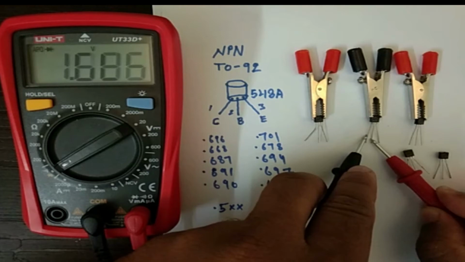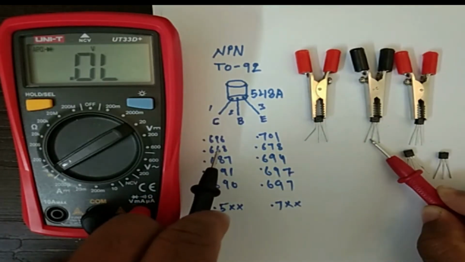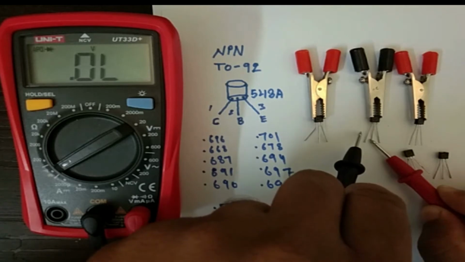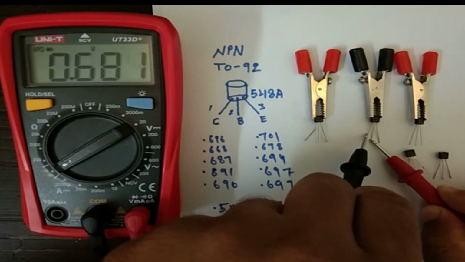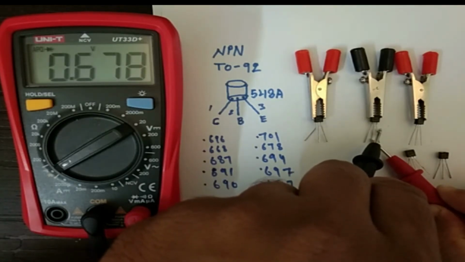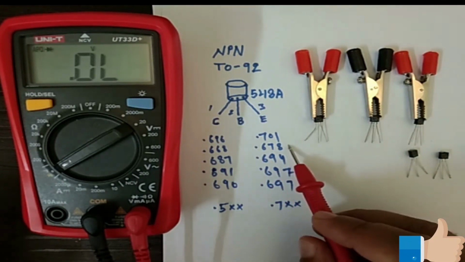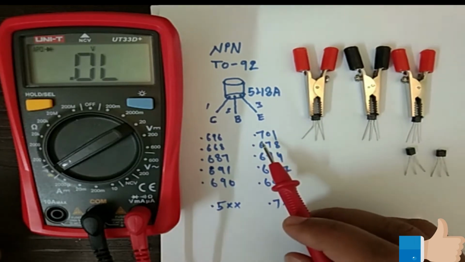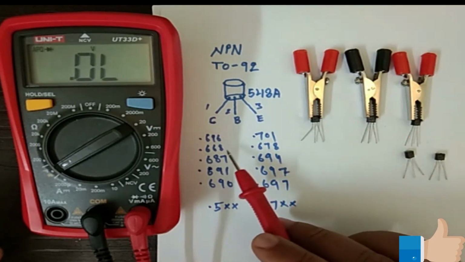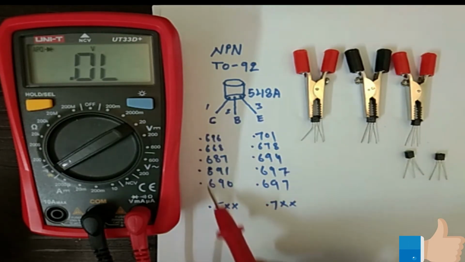So we will check it. It is showing 0.669 and here 0.668, and here it is showing 0.669, no problem. And here 0.678. I noted 0.678 down earlier. Okay, so it is showing this value. So you can see in all readings that the collector reading is less and the emitter reading is more.